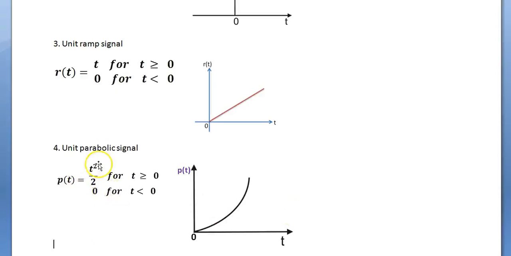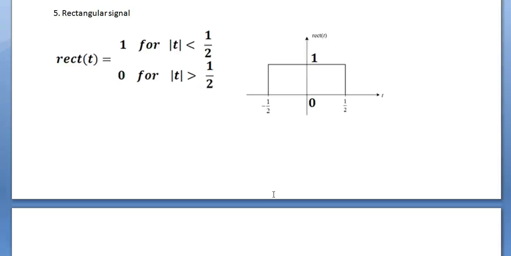Next one is a unit parabola. It is t square by 2 when time is positive, 0 when time is negative. And another one is RECT, rectangular signal. RECT means its value is 1 from minus half to half, and 0 outside this range. That's about RECT.